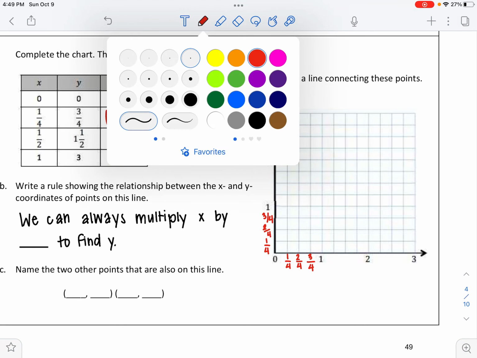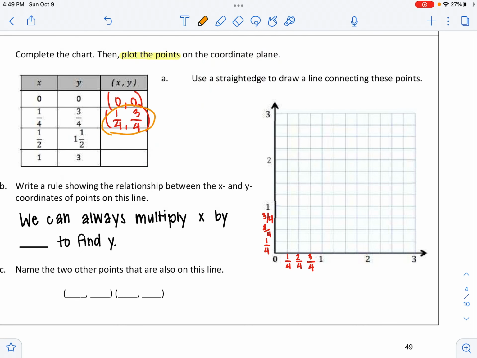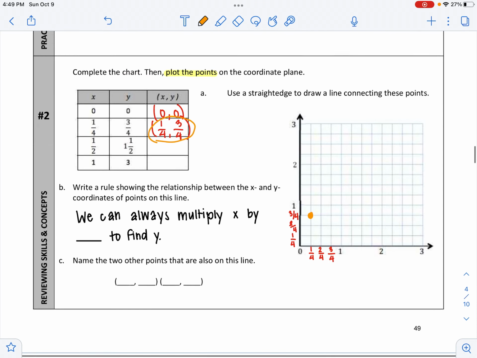So for example, to plot the point 1/4, 3/4, I would move over 1, up 3, and end up with the coordinate pair 1/4, 3/4. Pause this video to finish question 2, and I'm going to help you with one more problem on tonight's homework.